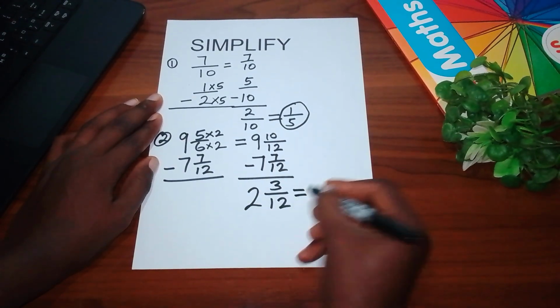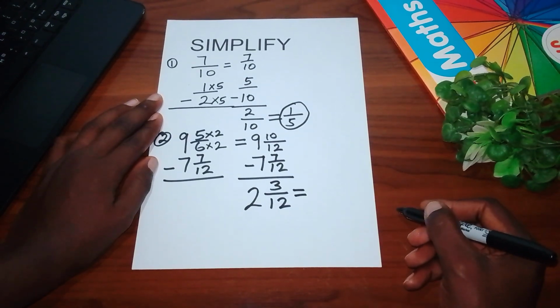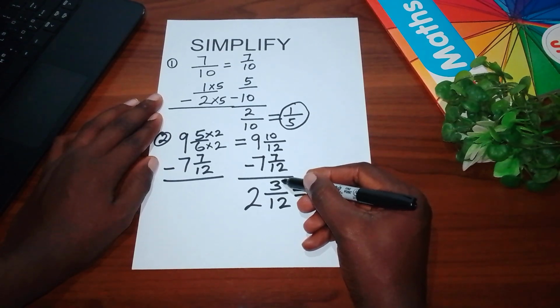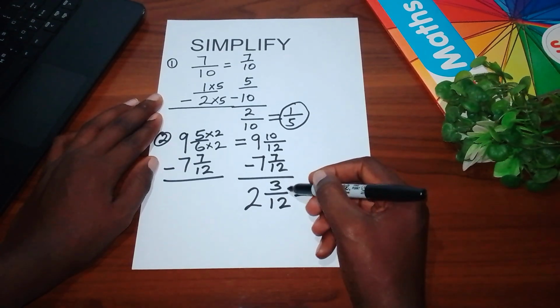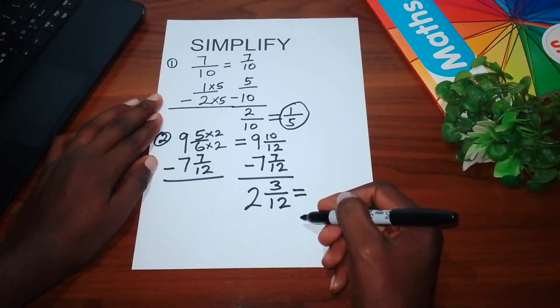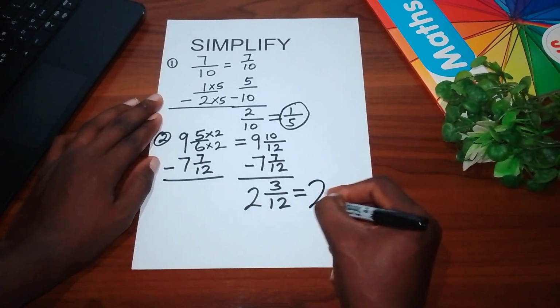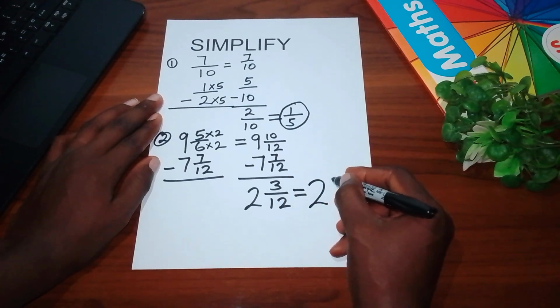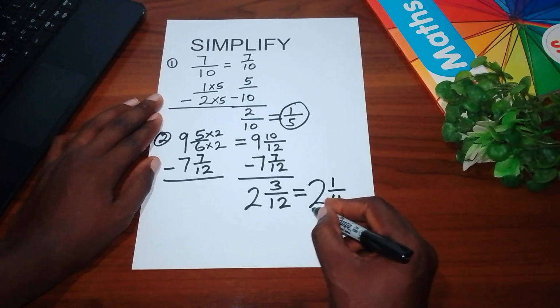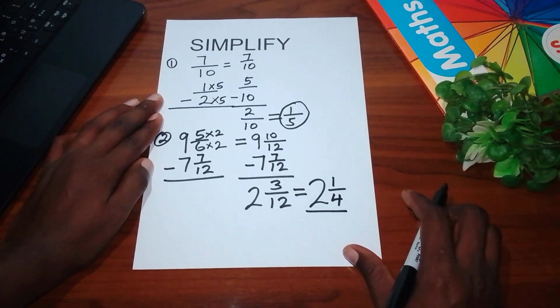We don't leave our fraction like this. We put it in the simplest form by looking at the number that can divide the 3 and the 12. So in the multiples of 3 we have 12. So we'll divide by 3, by 3. So we'll have 2 whole numbers, 3 divided by 3 is 1, and 12 divided by 3 is 4. This is our answer in the simplest form.